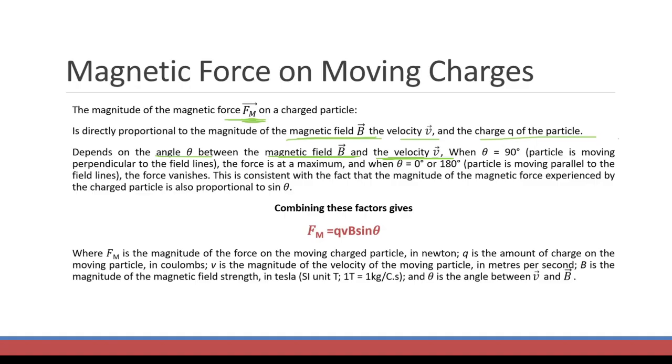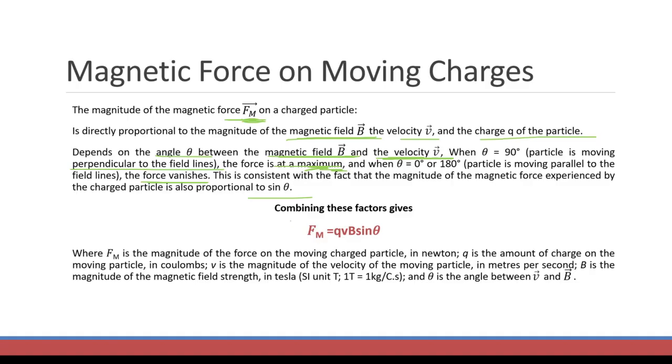When theta is 90 degrees, the particle is moving perpendicular to the field lines. The force is at a maximum. And when theta equals 0 or 180 degrees, when the particle is moving parallel to the field lines, the force vanishes, because, as we'll see, sine theta is 0. This is consistent with the fact that the magnitude of the magnetic force experienced by the charged particle is also proportional to sine theta.